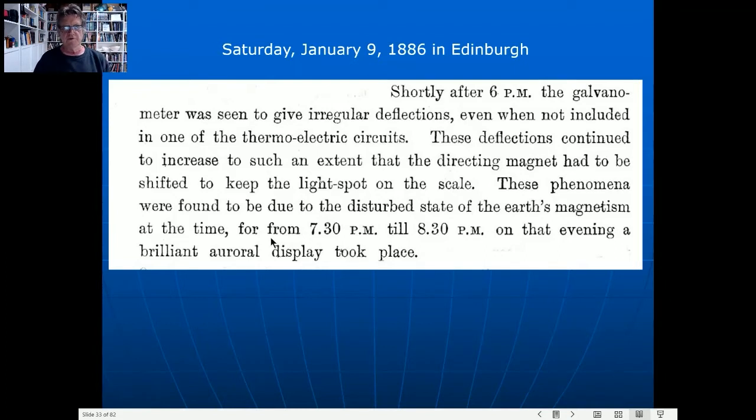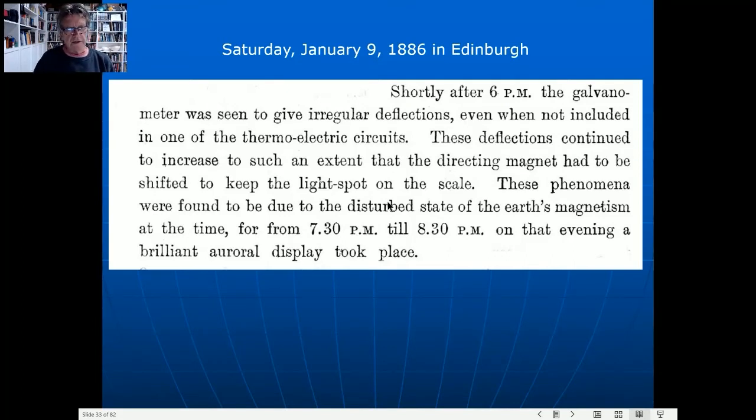These phenomena were found to be due to the disturbed state of the Earth's magnetism at the time, for from 7:30 p.m. till 8:30 p.m. on that evening, a brilliant auroral display took place. Now, the aurora is basically to do with the magnetic fields, changes in the magnetic fields of the Earth.